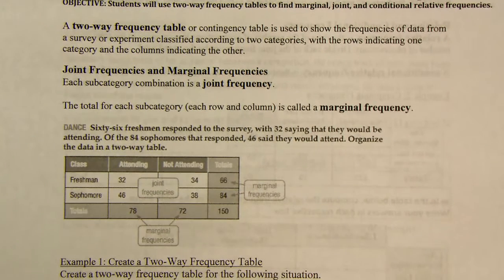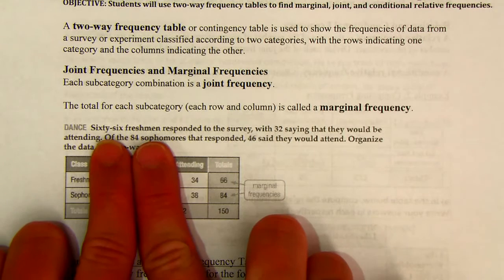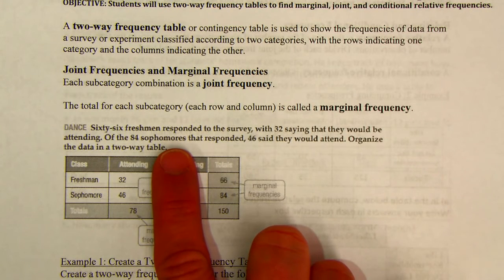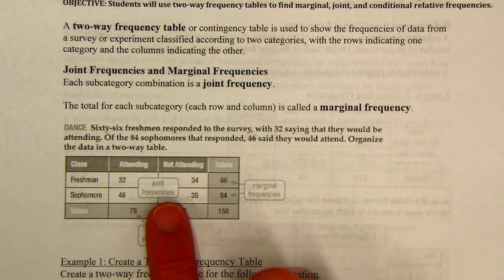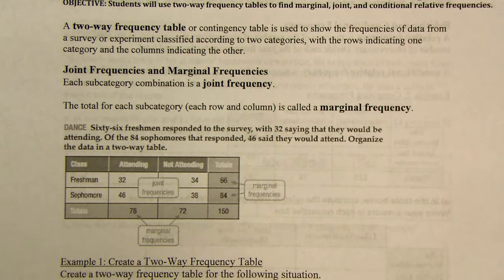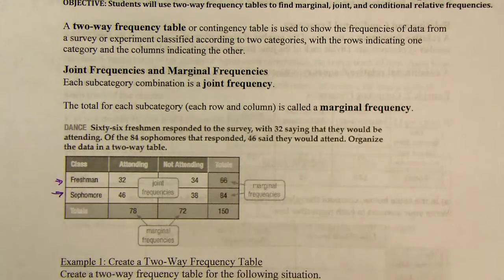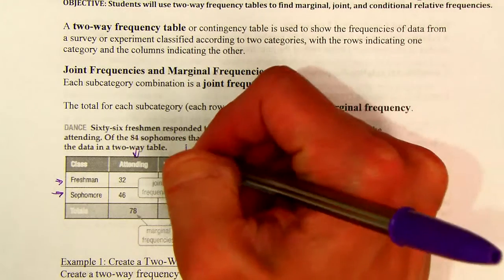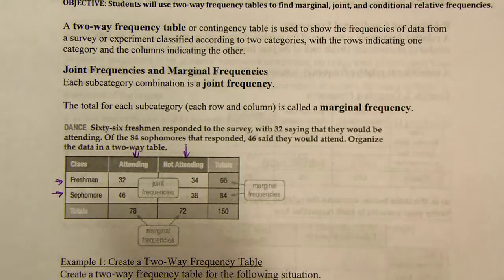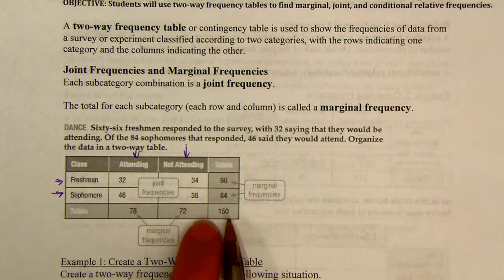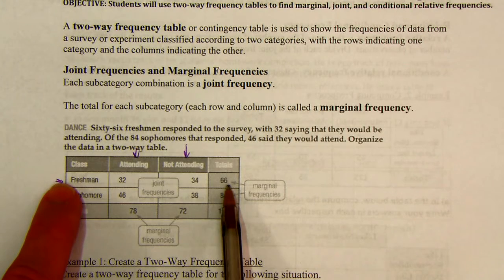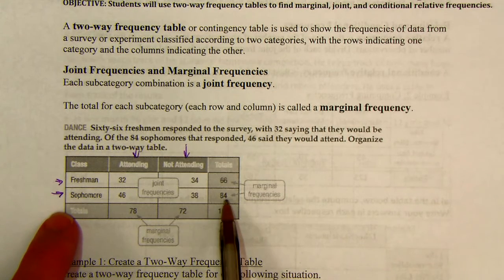So 66 freshmen responded to the survey, and whether they're attending, it doesn't even say attending what. So they're attending something. Notice the two rows represent that they're either freshmen or sophomores, so they're one or the other, and then they're attending or they're not attending. So those go together, rows go together. There's 150 total, so these two would add up to all the freshmen. These two will add up to all the sophomores. If I work vertically, these two add up to all the people who are attending, and these are all the people who are not attending.